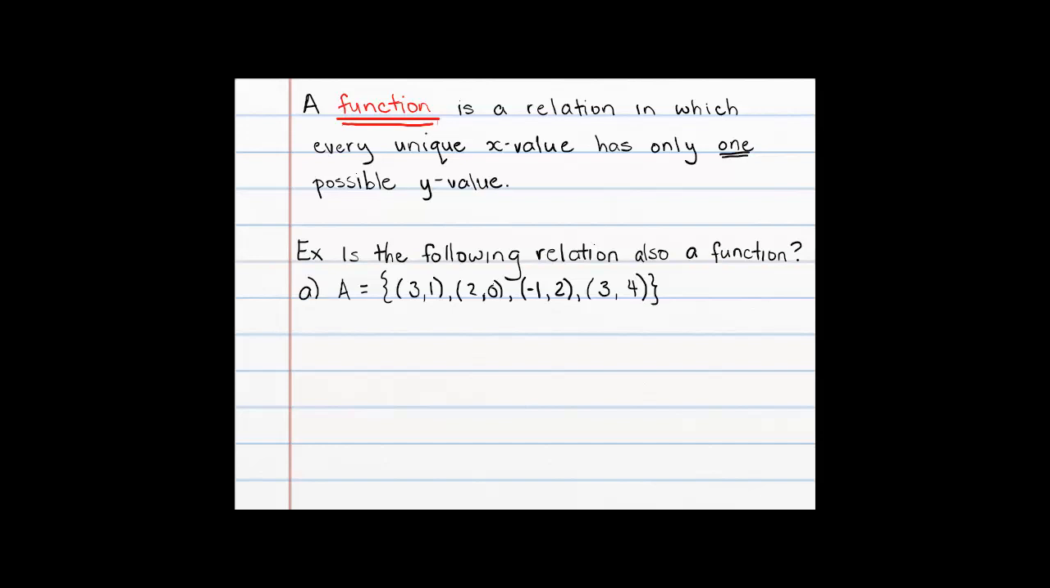If you look carefully at this set, you'll notice that the first ordered pair and the last ordered pair both have the same 3 as the x value, but they have different y values. So that means that there are 2 different y values for the one possible x value, meaning this is not a function.